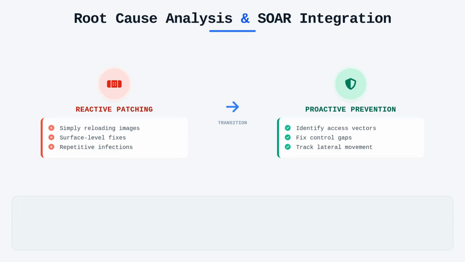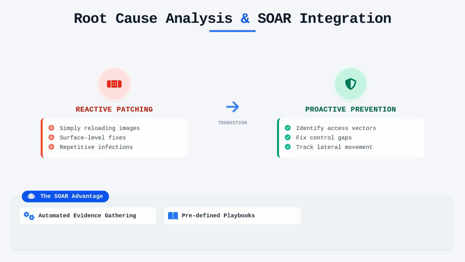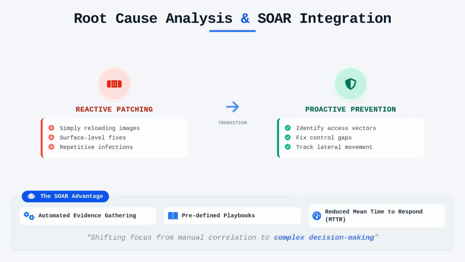When we integrate SOAR platforms into this process, we can automate the repetitive aspects of data gathering and orchestration. A SOAR platform allows an organization to execute predefined playbooks that can instantly gather evidence from an endpoint or restrict network traffic based on specific threat intelligence. This automation reduces the mean time to respond, allowing human analysts to focus on complex decision-making rather than manually correlating data points between disparate security tools.